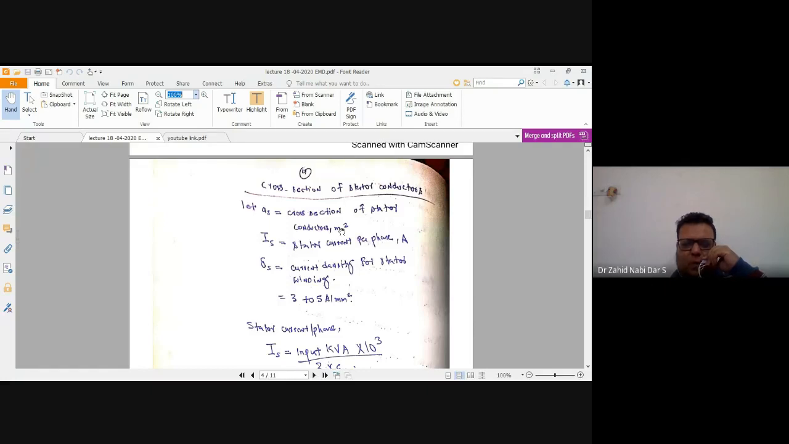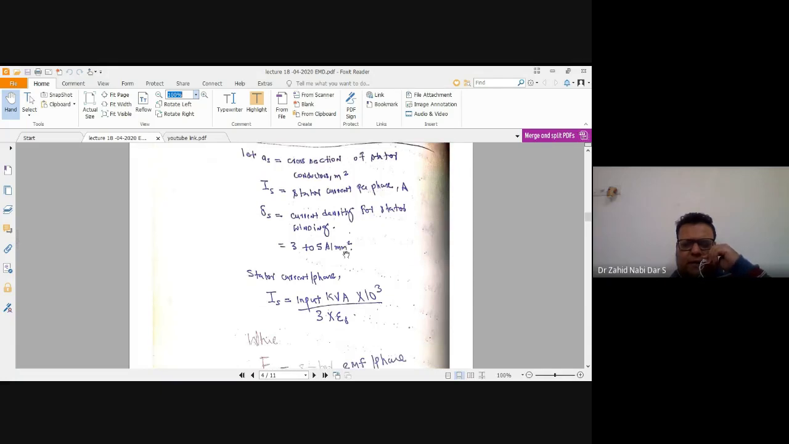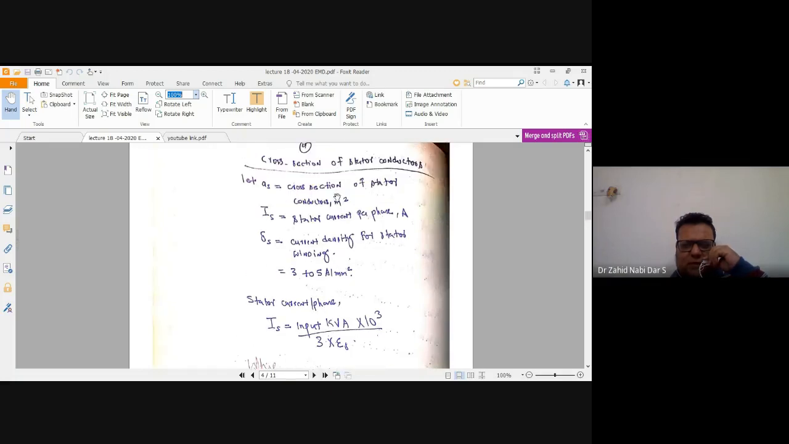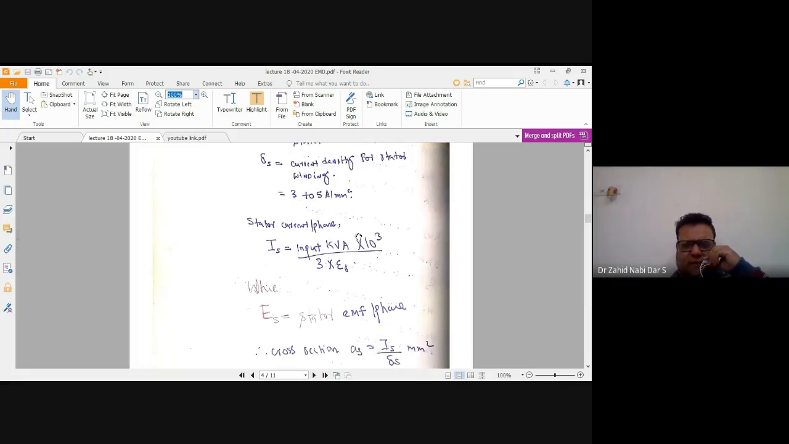If you are asked a problem, it will play a very vital role, so you have to be very careful with it. Is is the stator current per phase in amperes, and here you see the current density for stator winding is in ampere per millimeter square. So you know what to do: multiply by 10 power 6, and if it is centimeter square, then it is 10 power 4. Because this is in meter, we have to convert this millimeter square into meter only. If this is given in centimeter, then 10 power 4; millimeter, then 10 power 6. So you remember this, because it would be easy, whereas during the examination it will be difficult.